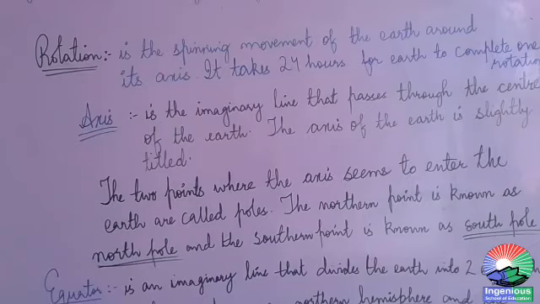So this axis is the imaginary line that passes through the center of the earth, and our earth moves around this axis. The spinning movement of the earth around its axis is known as rotation, and rotation of the earth causes day and night. Are you getting me? Very good.